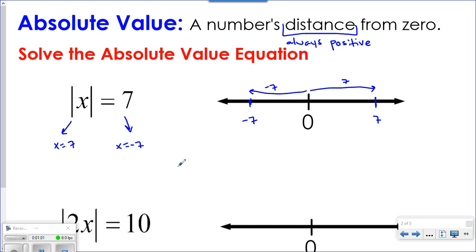So a majority of the time that we solve an absolute value equation, we're actually going to get two solutions. And we're going to still write these in our brackets, with the smaller solution coming first, and then the greater solution.